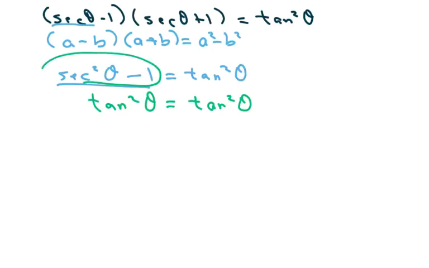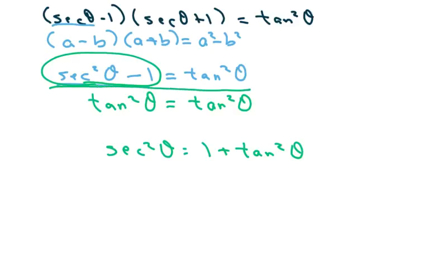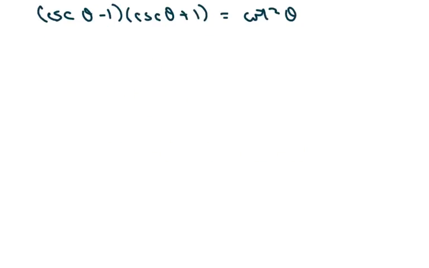So just remember on the identity sheet, secant squared of theta equals 1 plus tan squared of theta. So all we did is subtract the 1 from both sides, and we get that. Okay? Same thing for this one.